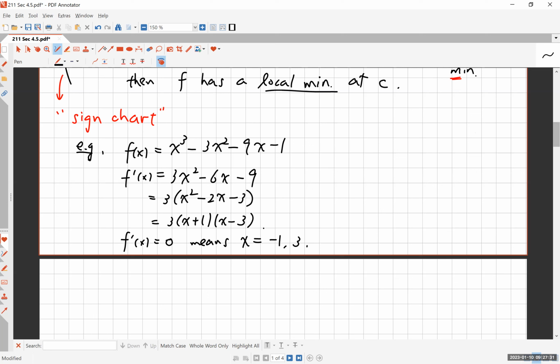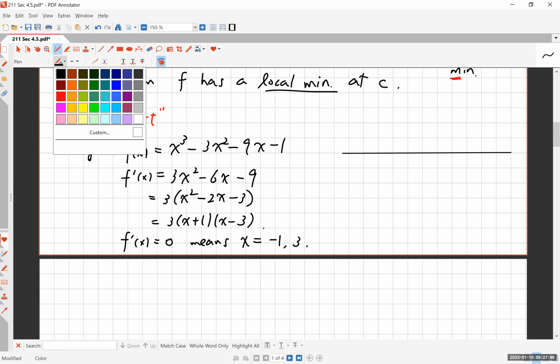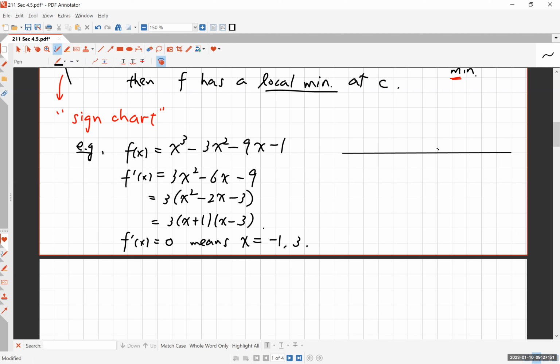Okay, so here's how the sign chart works. Let's erase that. I want to have a straight line here. Now, there are different ways of doing the sign chart. I personally think it's best if you draw a number line. Okay, this is a number line, and then you have -1 and 3, and then you have partitioned the entire number line into 3 intervals: from -infinity to -1, and then from -1 to 3, and then from 3 to infinity.